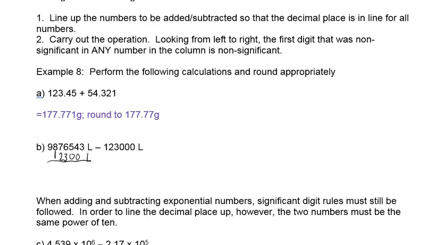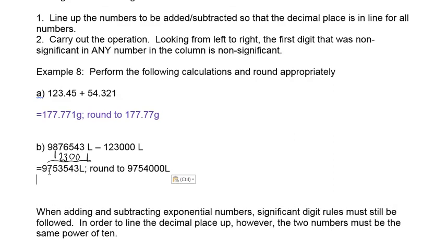Give me a second. $9,753,543. Let me get that lined up a little better. There we go. So when we round that one, we can see, and again, my pen tool decided to make things disappear. One of my zeros disappeared.